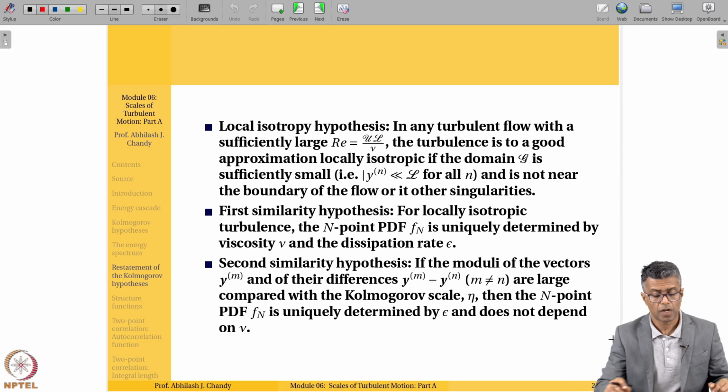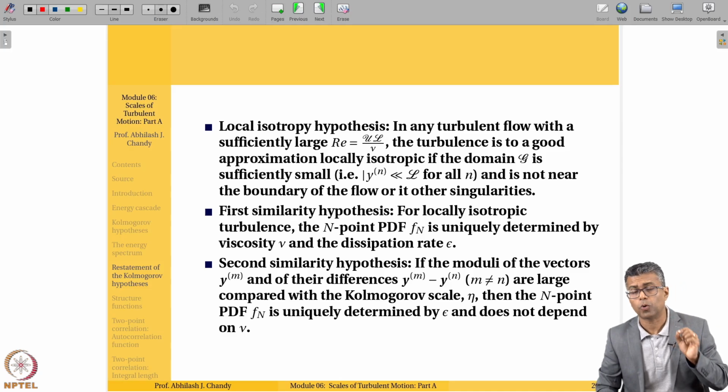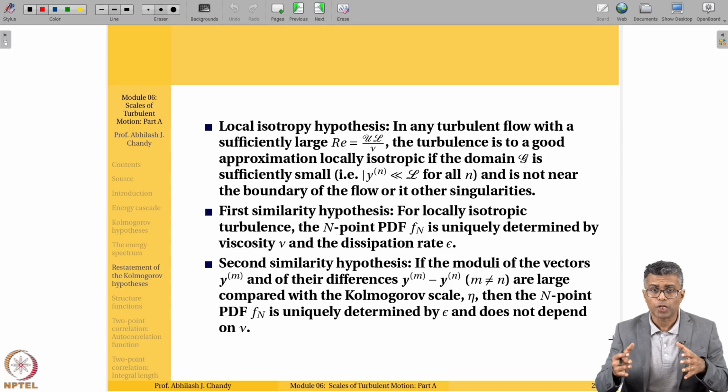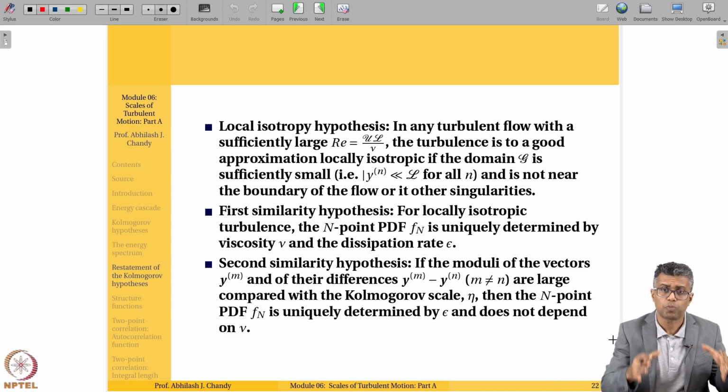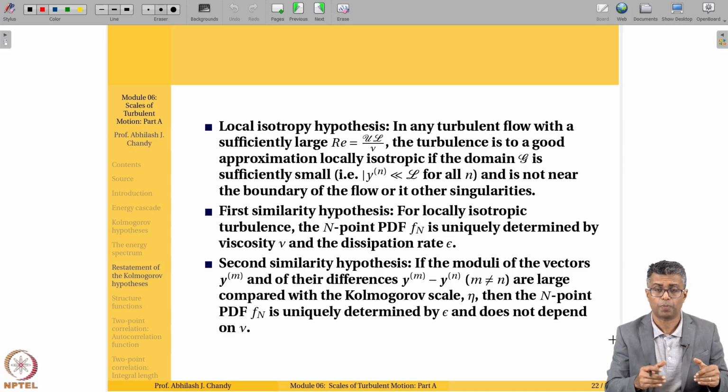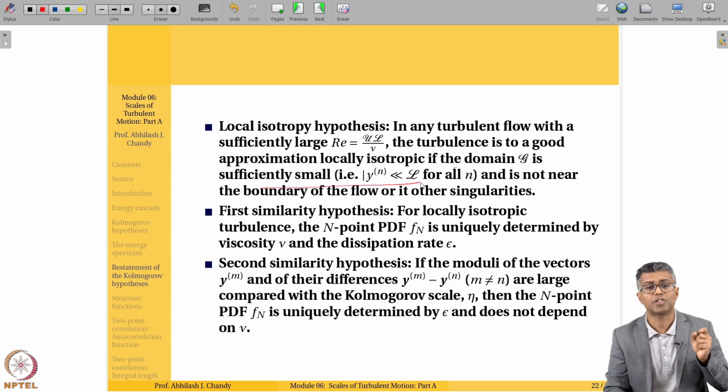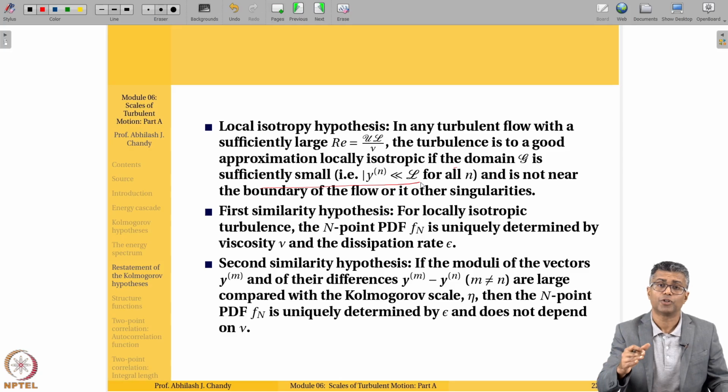Now let's go into the hypothesis. The local isotropy hypothesis: what did it state? You have anisotropic large scales, then you have small scales that are statistically isotropic. Now let's see what that means in terms of the PDF. In any turbulent flow at sufficiently large Reynolds number, we always need to state that the turbulence is to a good approximation locally isotropic if the domain is sufficiently small and is not near the boundary of the flow or any other singularities. As long as you are looking at a region that is away from the boundaries and does not contain any other singularities, your turbulence is to a good approximation locally isotropic, as in it is invariant to rotations and reflections.